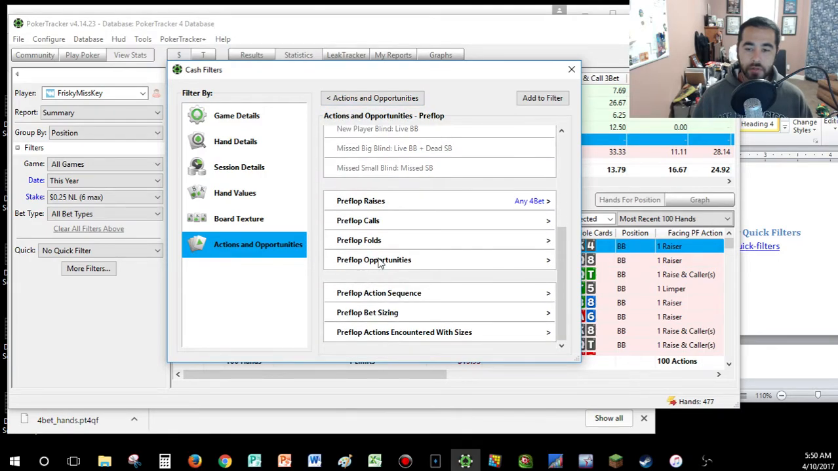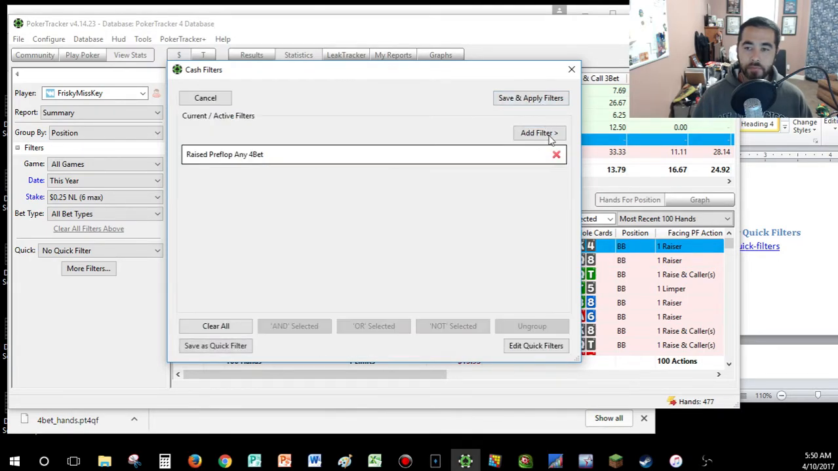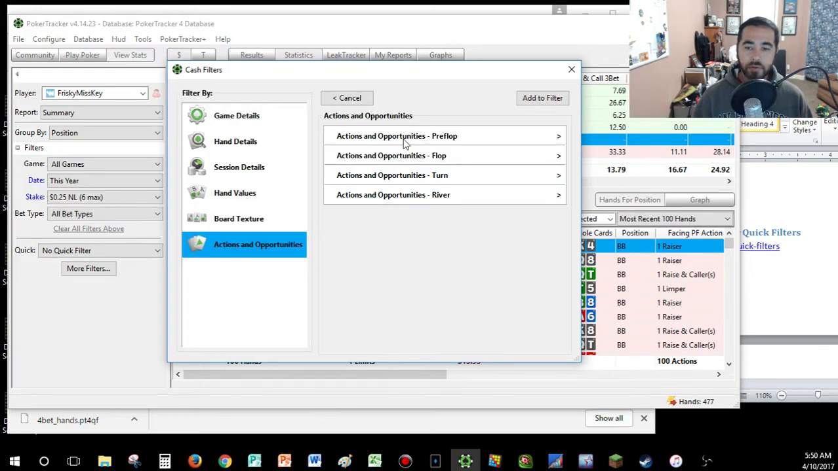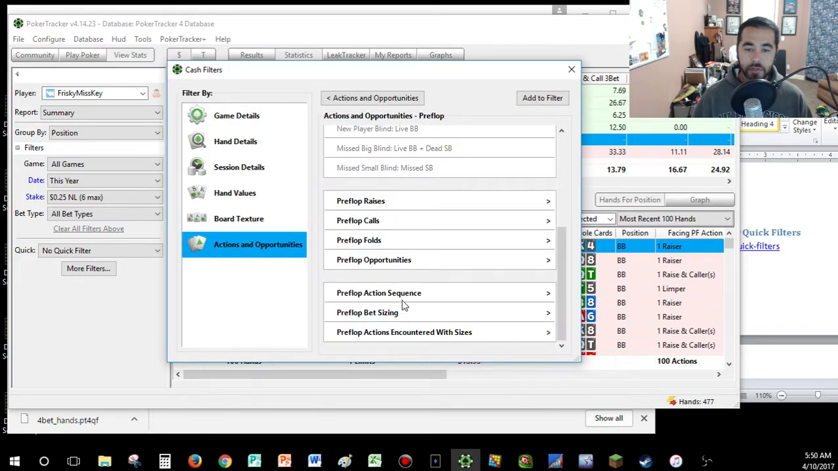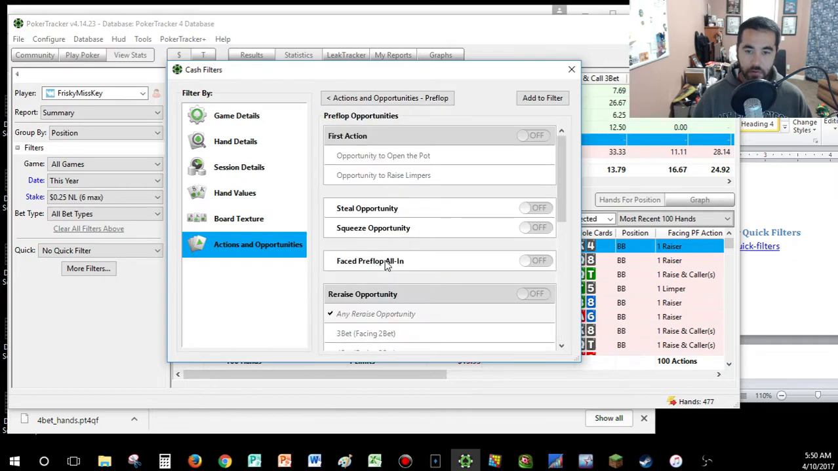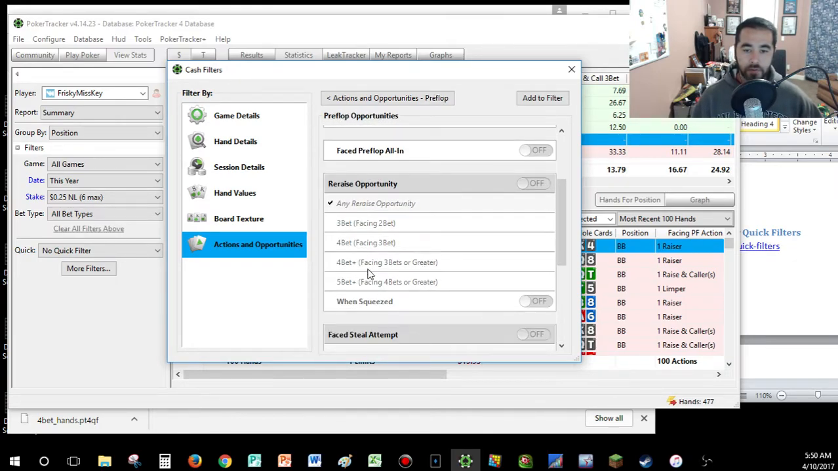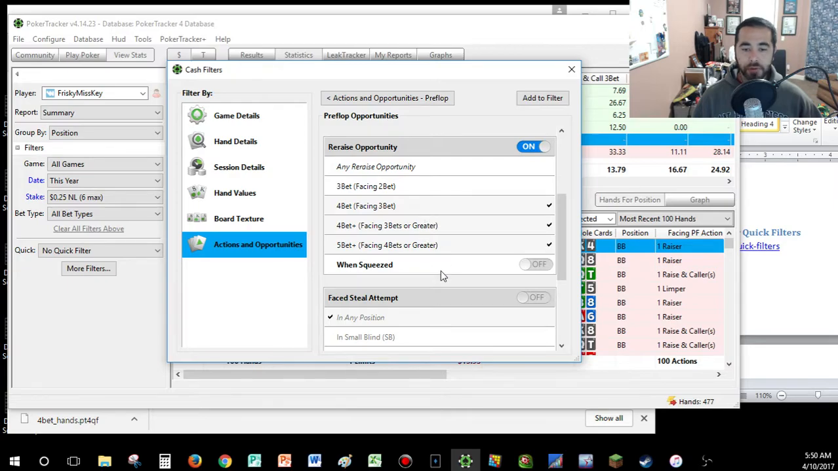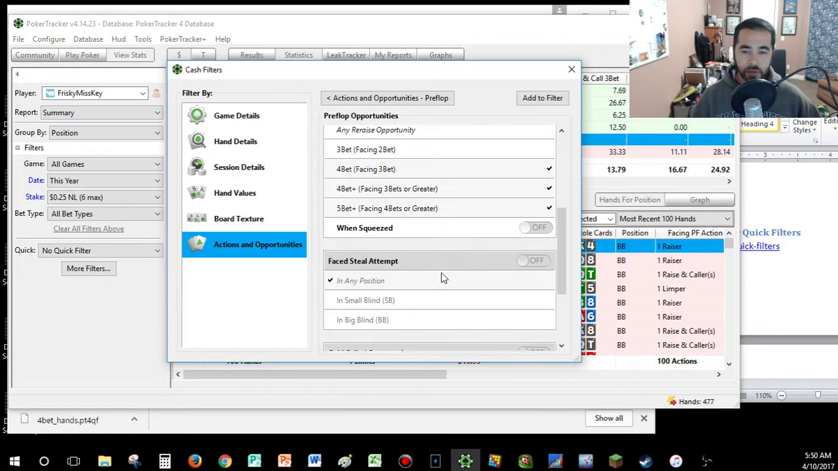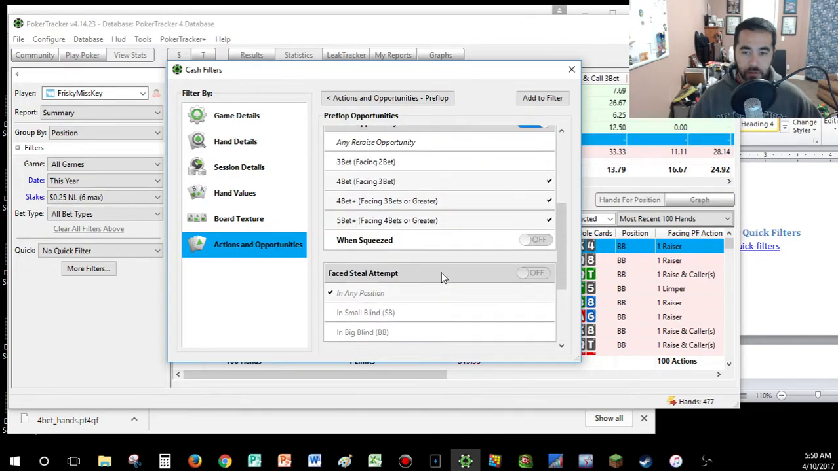What if you go to opportunities? Maybe if you just put everything under opportunities, this is where the ors come into play. So, 4-bet. There we go. This is where it is. It's simply clicking multiple things under one category right here.